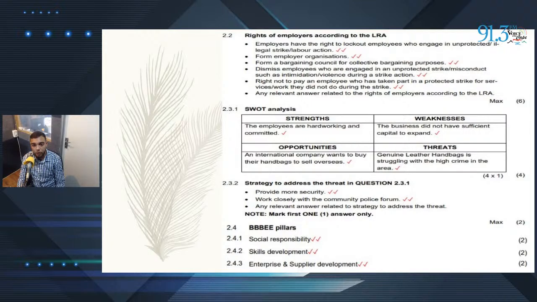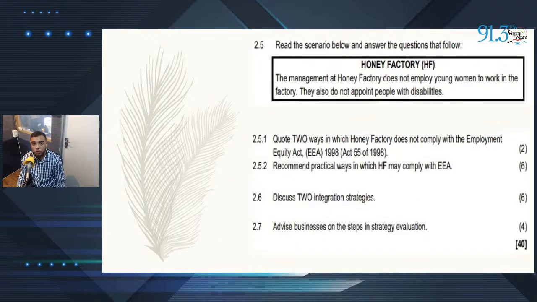We now move on. So 2.6. Read the scenario below and answer the questions that follow. So we're looking at Honey Factory, HF. The management at Honey Factory does not employ young women to work in the factory. They also do not appoint people with disabilities. 2.5.1. Quote two ways in which Honey Factory does not comply with the Employment Equity Act.